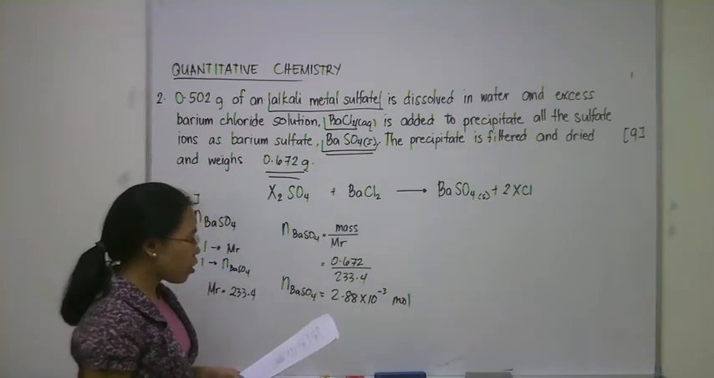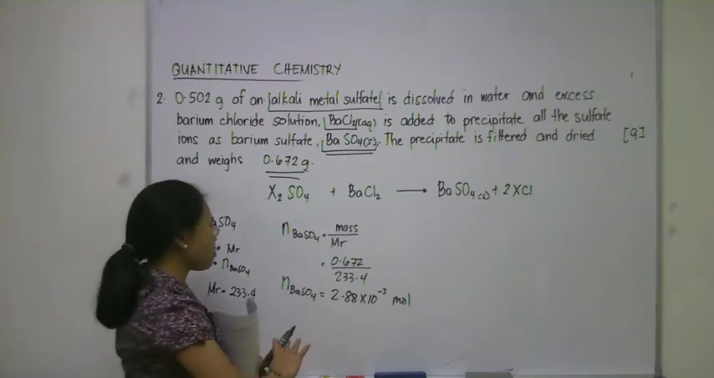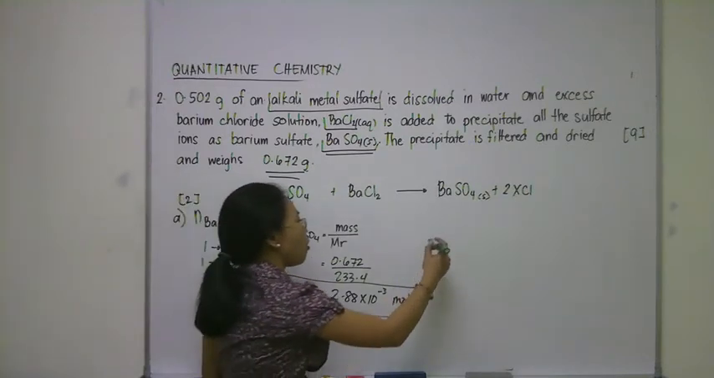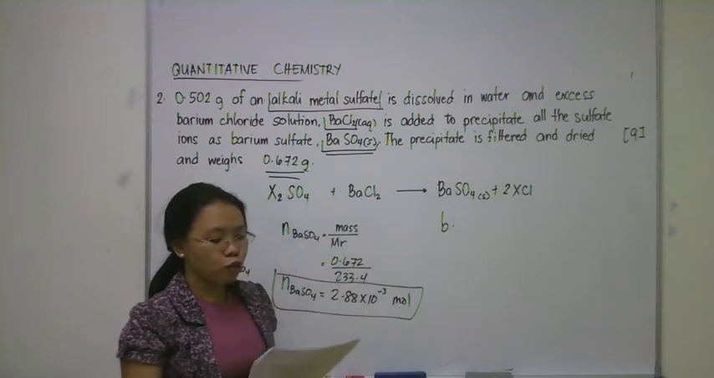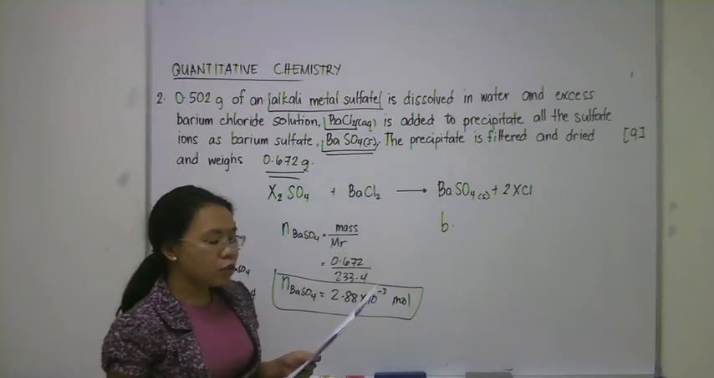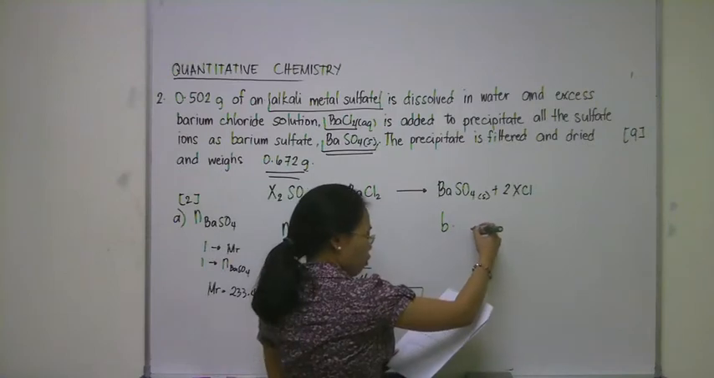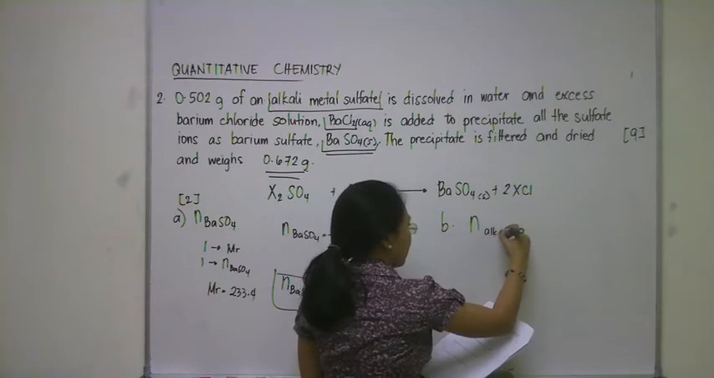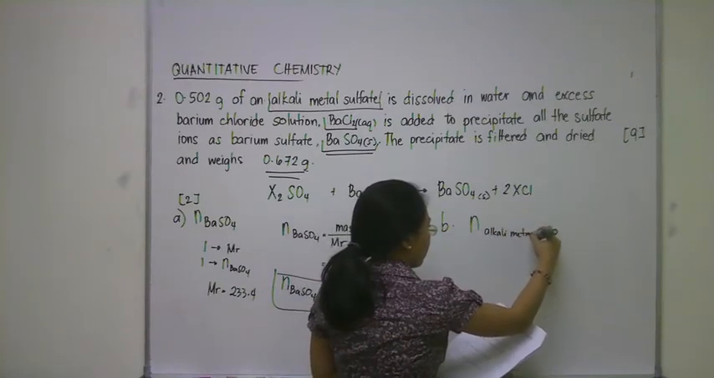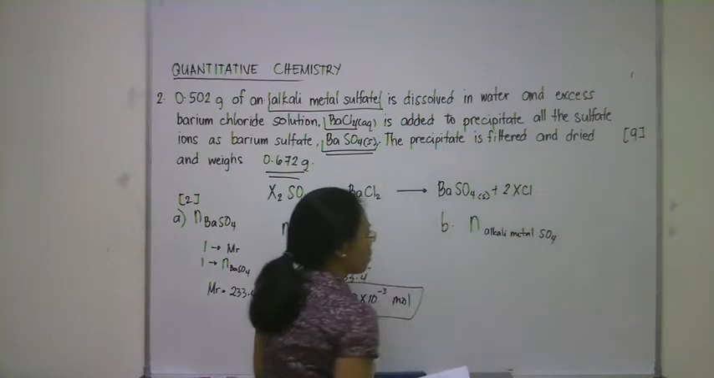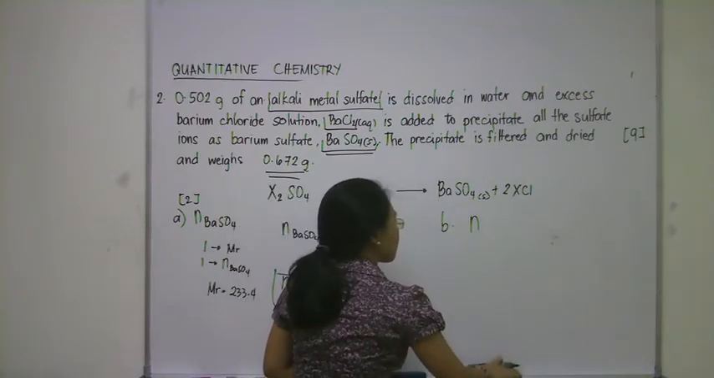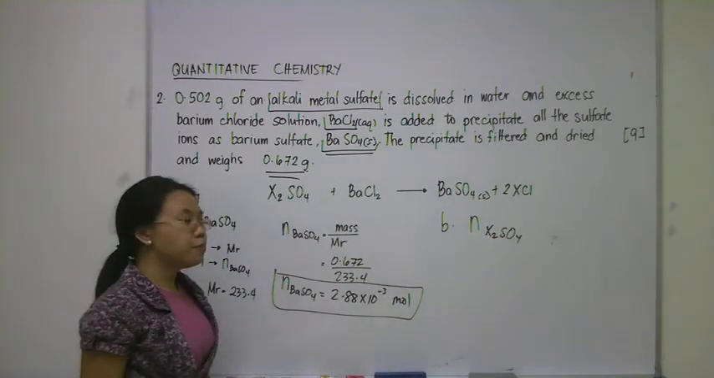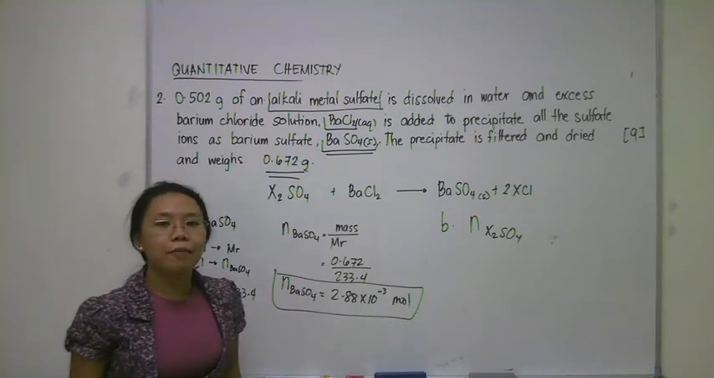Now, for the second question, for letter B, this is the moles of barium sulfate. For 1 mark, you were asked to determine the amount of moles of alkali metal sulfate. So you were asked to find the moles of alkali metal sulfate.